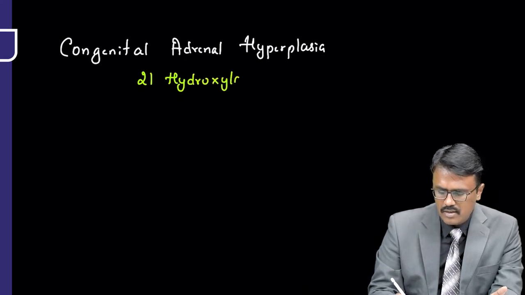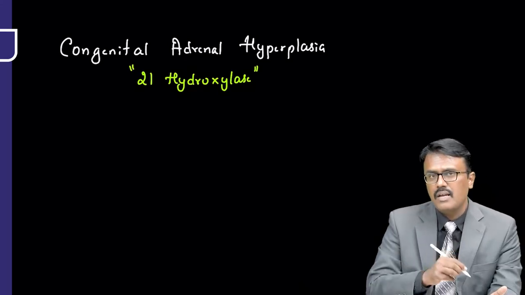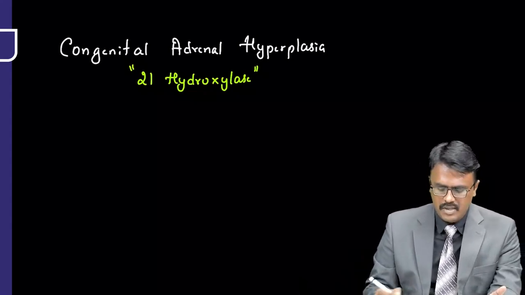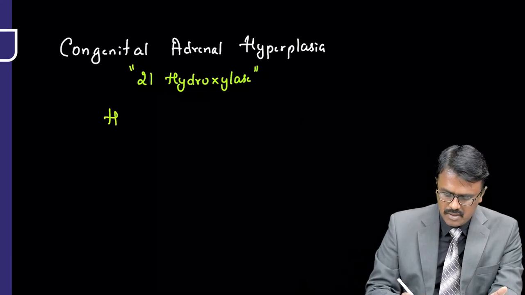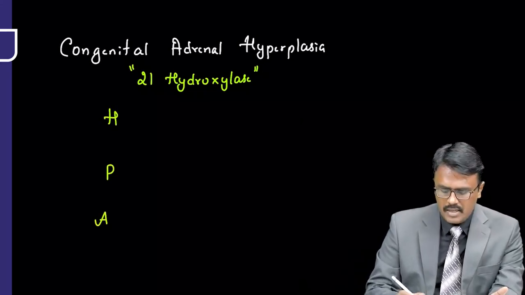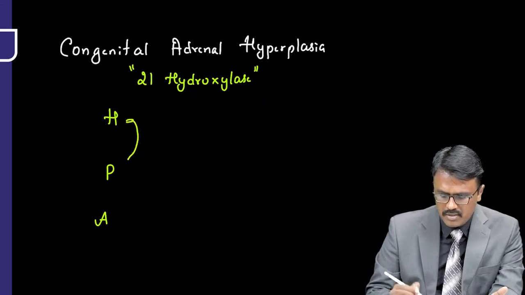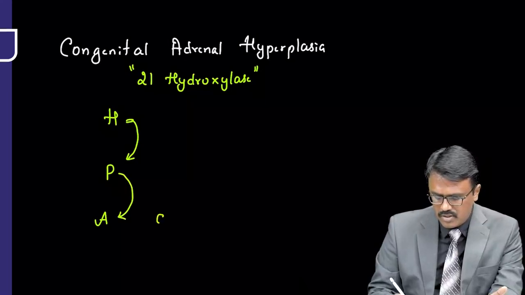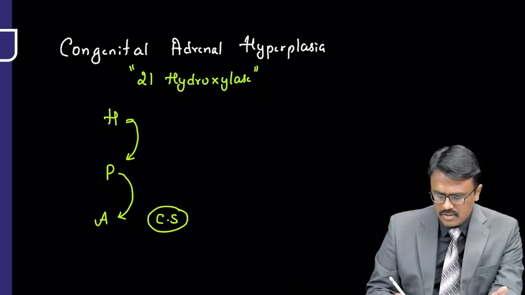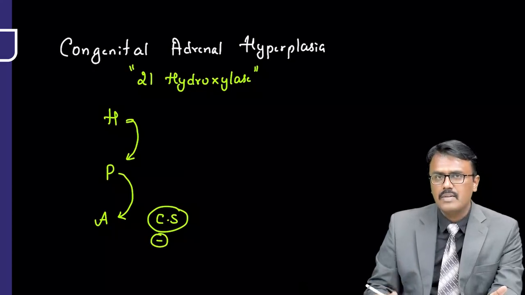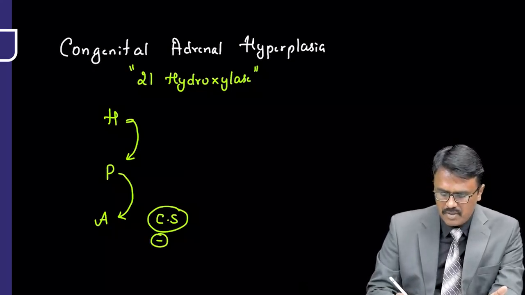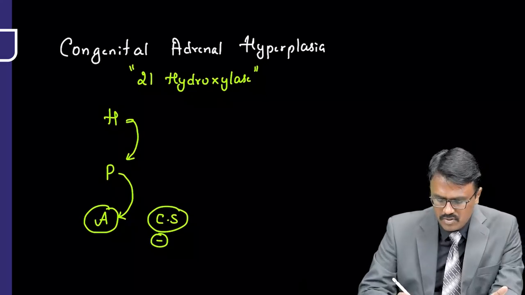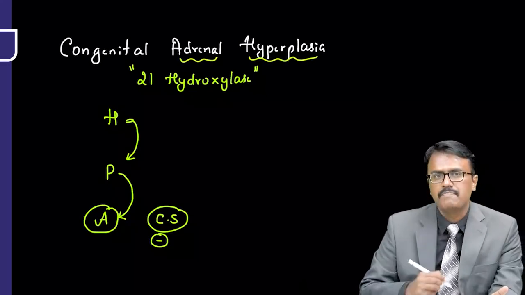Now when this enzyme is not there, you know that cholesterol gives rise to all these steroids, and that will not be able to proceed. The hypothalamus, pituitary, adrenal axis, we all know. The hypothalamus tells the pituitary to release ACTH. ACTH tells the adrenal gland to release the corticosteroids. Now corticosteroid synthesis is inhibited because the enzyme is deficient. What happens? The hypothalamus and pituitary keep putting more and more pressure on the adrenal gland, stimulating it more and more, so adrenal hyperplasia occurs.